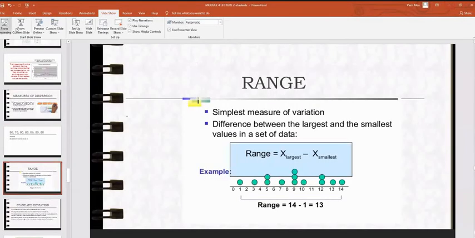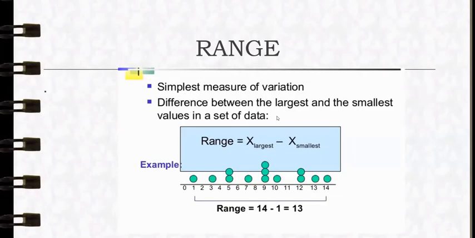Okay, and the first measure, we have the range. This is the simplest measure of variation, and the easiest to compute.